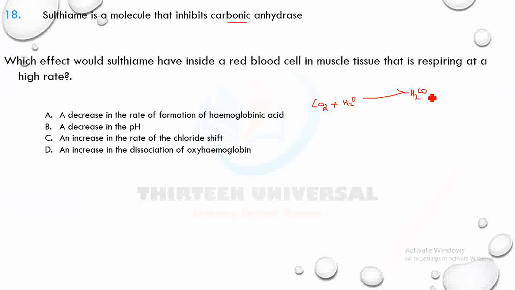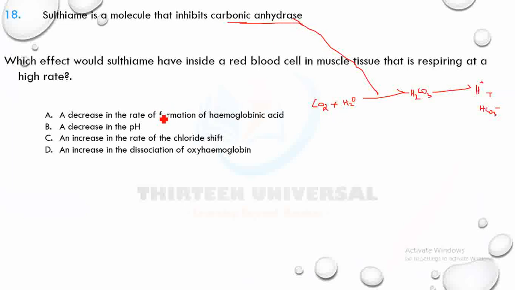So this carbonic acid dissociates to form a proton, and then it forms a carbonate ion. Do you get? Good. We've done this over and over. So this is the part carbonic anhydrase catalyzes, both forward and backward. So if this carbonic anhydrase is inhibited, what happens?